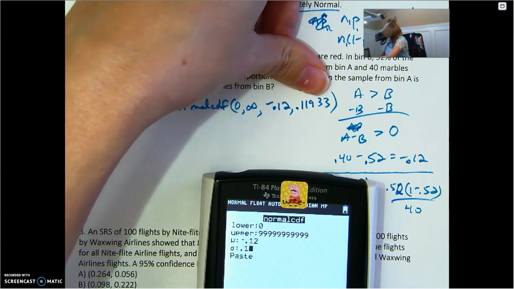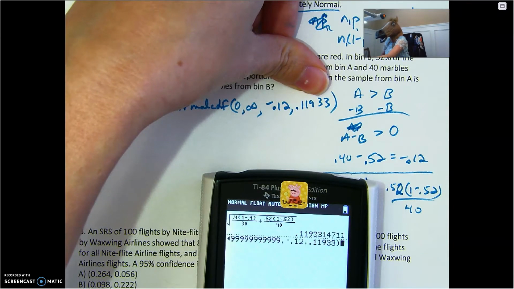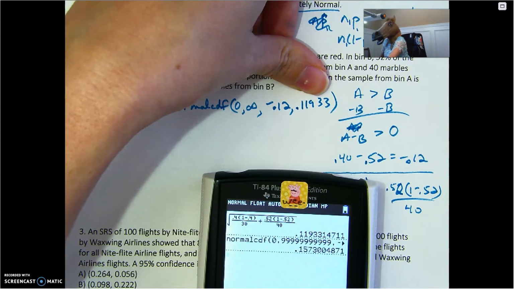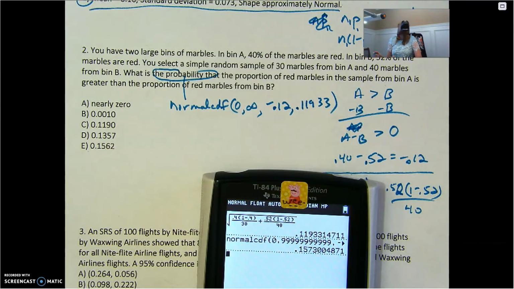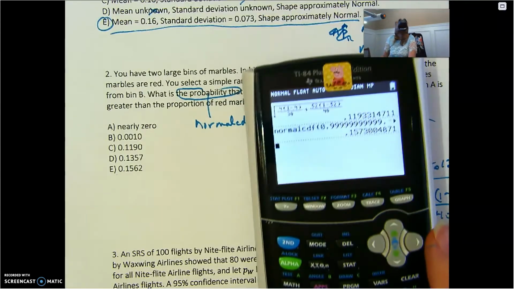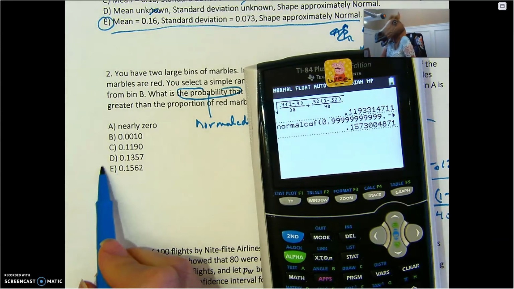Okay, so 0.11933, and you get 0.157. Okay, so it looks like my closest answer there is E. It's going to be a little off just because, yeah, you know, there's decimals and rounding, but that's good.